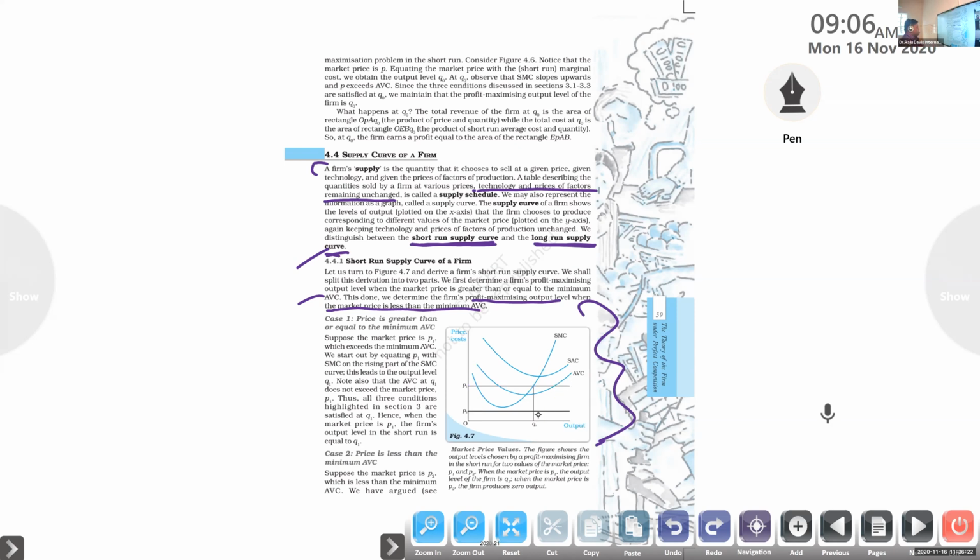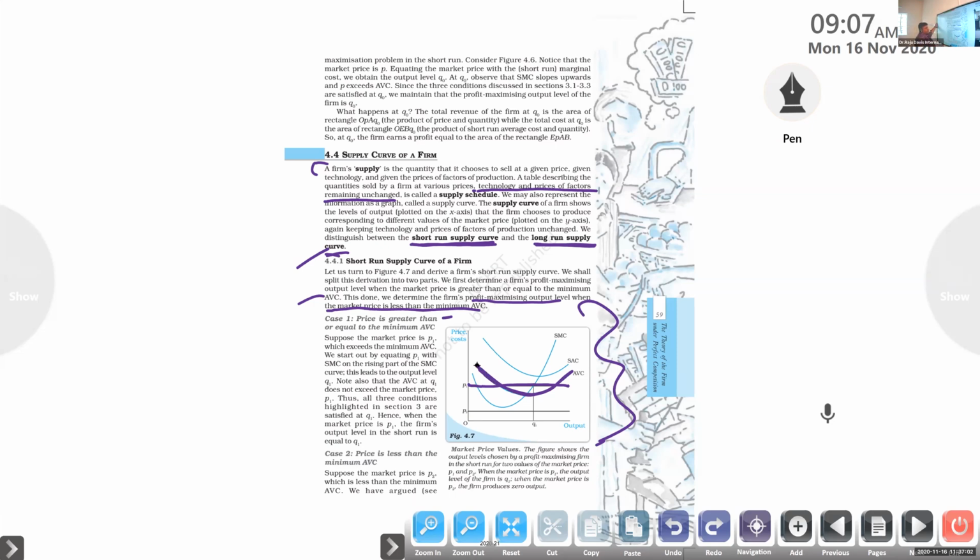Now we are going to analyze this. Price is greater than or equal to the minimum AVC. Here you can see, suppose the market price is P1. This is P1. Clear or not? Next one, which exceeds the minimum AVC. So P1 is the price here, this is the line. Clear? And this is the AVC line, average variable cost.